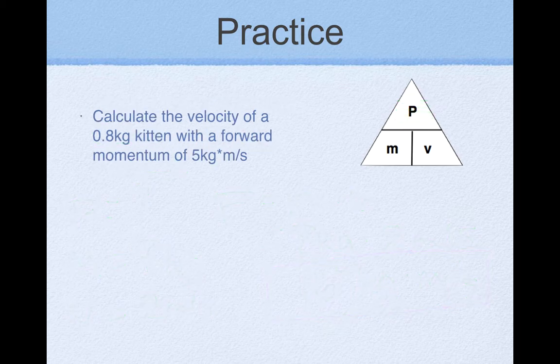All right, here is one for you to try. Calculate the velocity of a 0.8 kilogram kitten with a forward momentum of 5 kilogram meters per second. Make sure to identify your variables and then plug things into the formula for what you are solving. All right, hopefully that made some sense to you. Simple momentum calculations, you will have to do that on the quiz coming up.